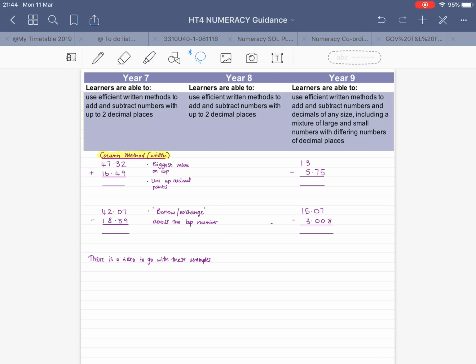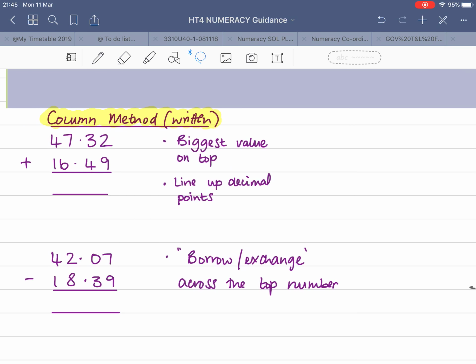Okay, so here we're looking at efficient written methods to add and subtract numbers up to 2 decimal places. The examples that I've chosen do have 2 decimal places and they've already been written, ready for column addition and column subtraction. It's a good idea to put the biggest value on top, but it's not a necessity, but it is non-negotiable that the students must line up the decimal points.